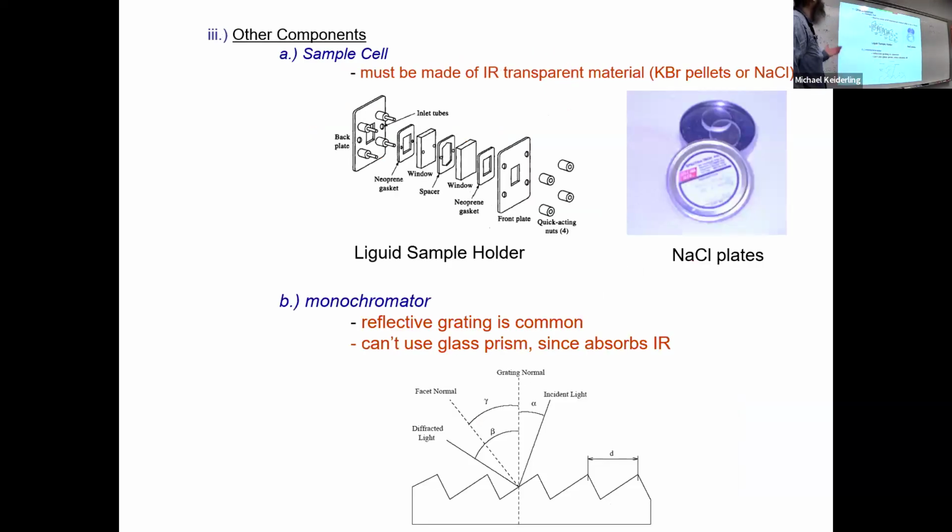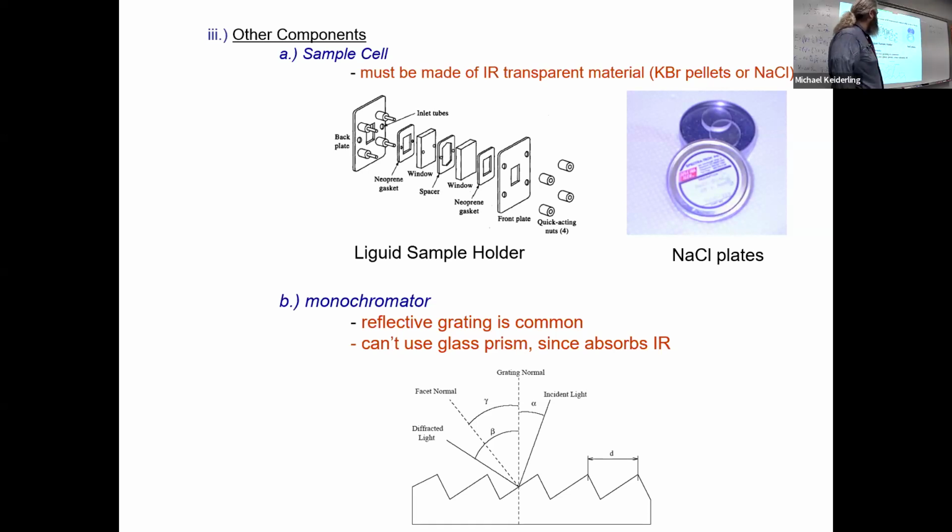Now there are other components. You need a sample cell that needs to be made of some sort of IR transparent material. You can use NaCl plates or potassium bromide pellets. You have some windows, gaskets, spacer, sample goes in the middle.